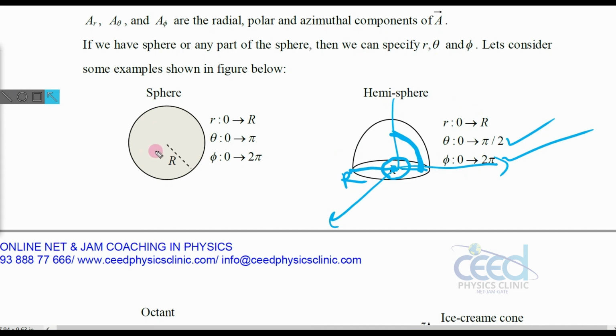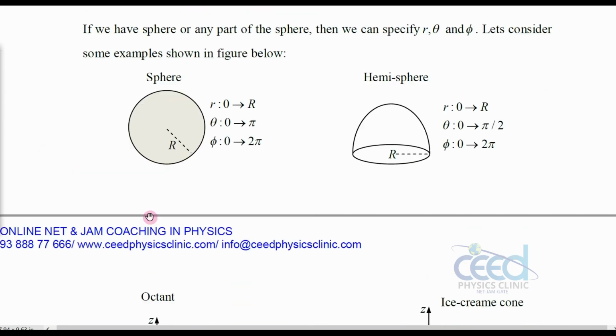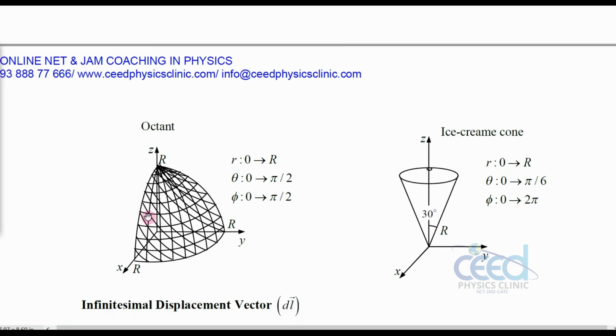So based on the different figures, we can take the values of r, theta and phi. Let me check one more example. Here you can see a sphere enclosed in the first octant. Phi is varying from here to here, so that is 90 degrees. And theta is varying from here to here, that is 0 to 90, so both angles will be 90, and r is varying from 0 to r.